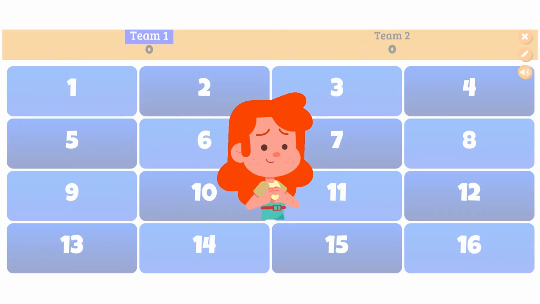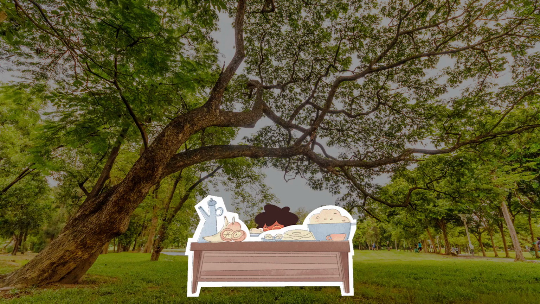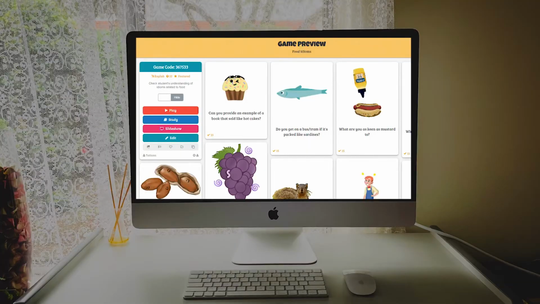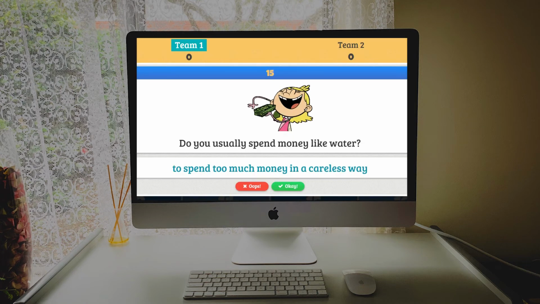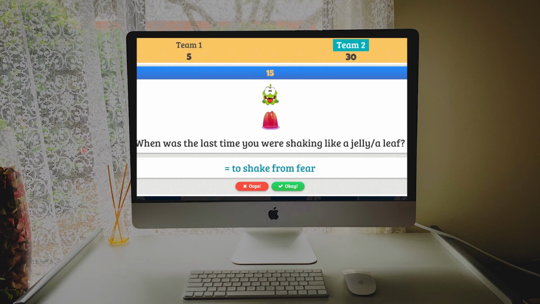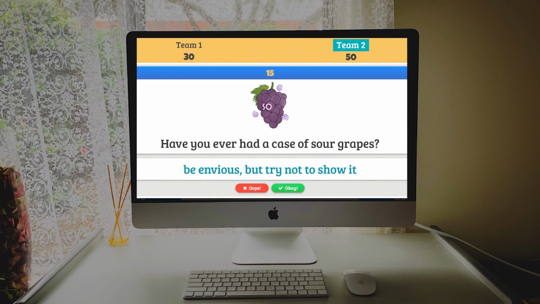Our last game is a Baamboozle game. Guys, I'm a foodie and anything related to food just grabs my attention easily. So I found this idiom speaking game on Baamboozle with expressions related to food. Delicious, right? It has pretty engaging questions, and what I like about it is students get to learn about the idioms and use them right away in their answers.